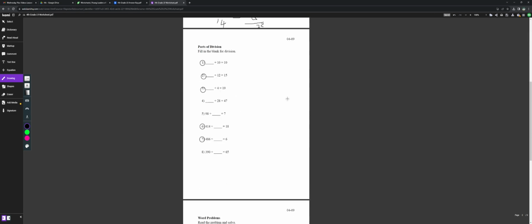For our second section, we have parts of division. And then our first question is blank divided by 10 equals 10. And we could just find it by multiplying 10 times 10, so you get 100. For number 2, blank divided by 12 equals 15, so you can multiply 15 times 12. 5 times 2 is 10. Carry over 3, so we have 30. And then we have 1 times 5, 5. 1 times 1, 1. Add them, 180. So our answer is 180.